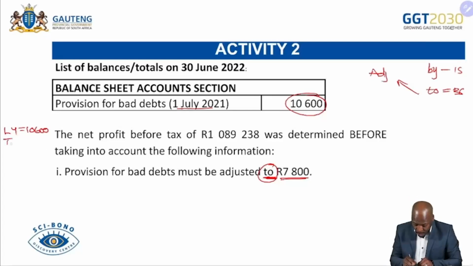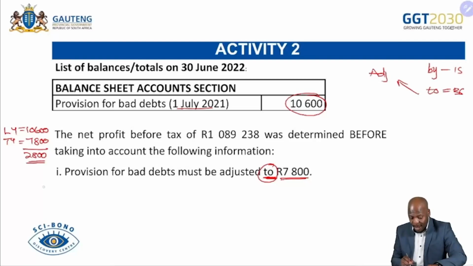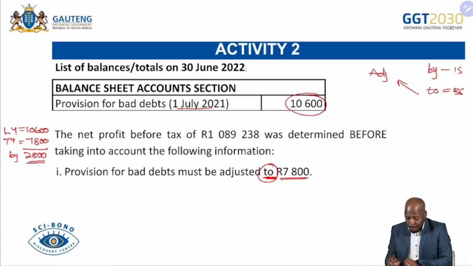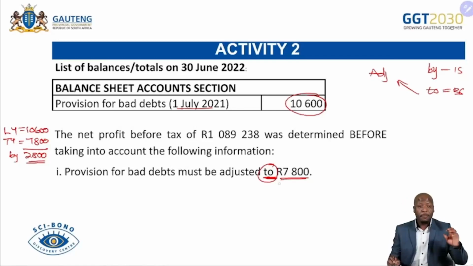So I'm going to say now, this year, it is 7,800. That means there is an adjustment of how much? Of 2,800. So we can simply conclude that the provision for bad debts has been decreased by 2,800. That is how the Eastern Cape brought it. In the Free State, they brought it as to. All right? But in the Eastern Cape, they brought it as by.